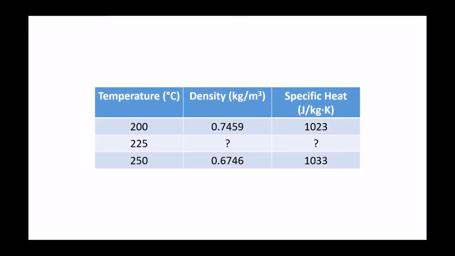What we're looking at here is a table with two properties of air, density and specific heat, as a function of temperature. What we want to do is to perform a linear interpolation to find the properties at a temperature that is not found in the table. If you're not familiar with the concept of interpolation, you may want to check out a video I created on the topic. You can find a link in the video description.